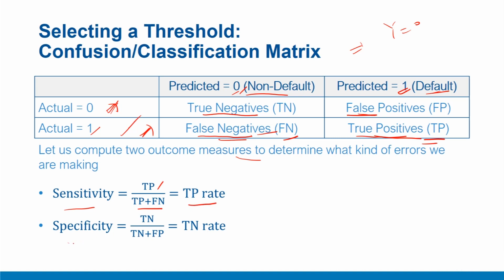Similarly, we have another measure defined as specificity. Specificity is nothing but the true negative rate, which is true negatives in the numerator divided by true negatives plus false positives. Now, as you would have understood from our discussion of thresholding, there is a trade-off between sensitivity and specificity depending upon our value of threshold.